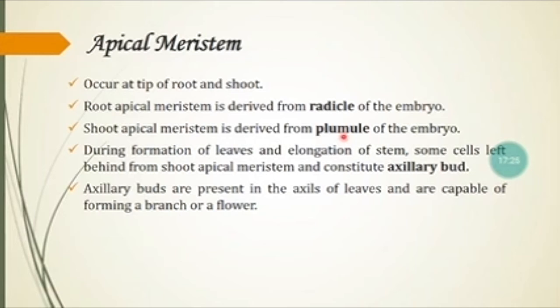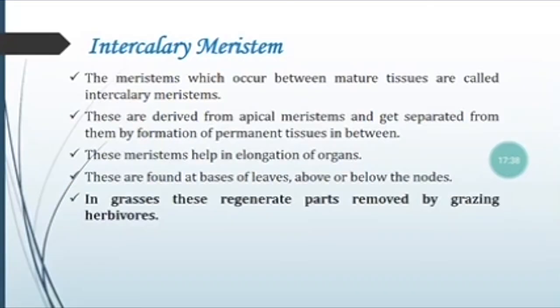Axillary buds are present in the axil of leaves. They are mainly present in the axil of the leaves and are capable of forming a branch or a flower. So any part of the plant grows through the apical tissue.